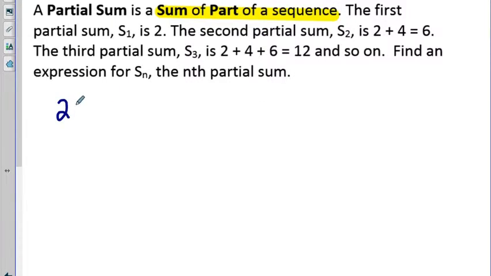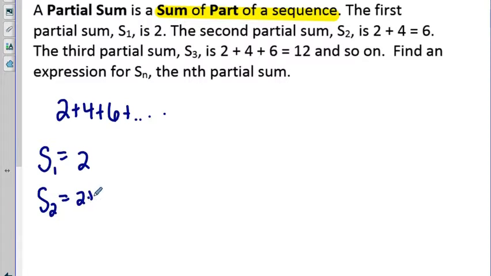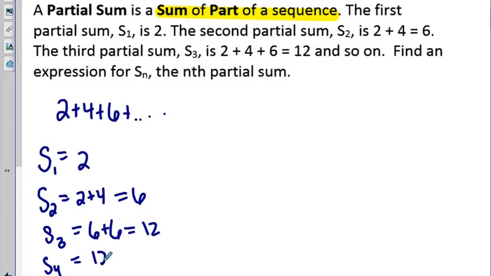Okay, so if I have the terms 2 plus 4 plus 6 plus dot, dot, dot, the first partial sum would be just, in this case, the first term. The second partial sum is what you get when you add the first two terms together, so that happens to be 6. The third partial sum is when you take the previous one, which is 6, and add on the third term, which is also 6, and you get 12. So you can repeat this as many times as you need to until you see a pattern developing, or you come up with the pattern yourself.